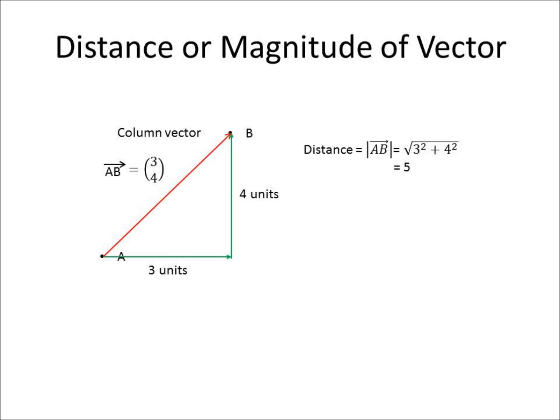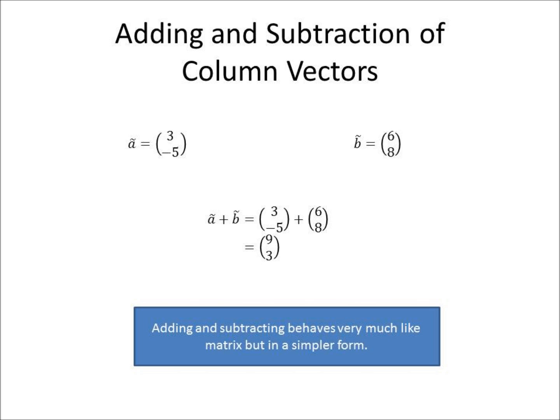How are we going to add and subtract column vectors? As I said previously, it works pretty much the same as a matrix. When you add 2 different vectors together, you just add the numbers on top to each other, and the numbers below to each other. In this example, A has column vector 3, -5 and B has 6, 8. When you add them up, you add the top numbers to get 9, and below you get 3.